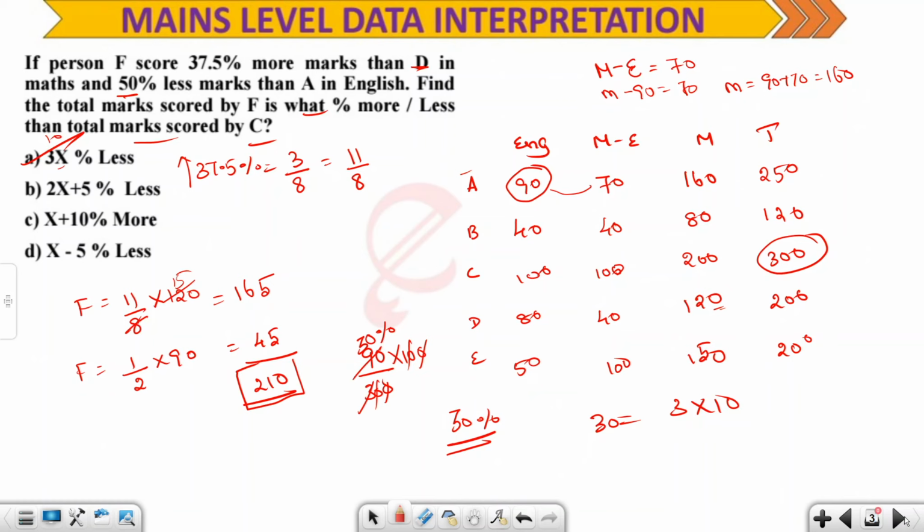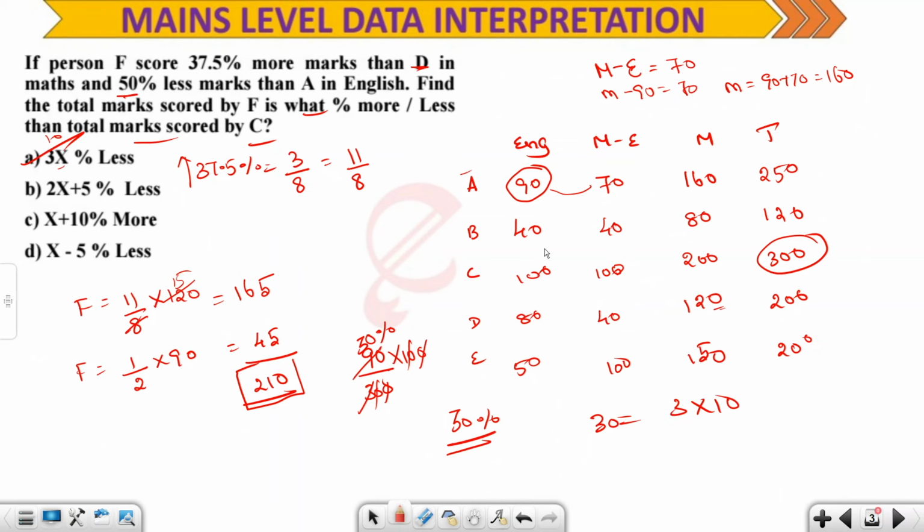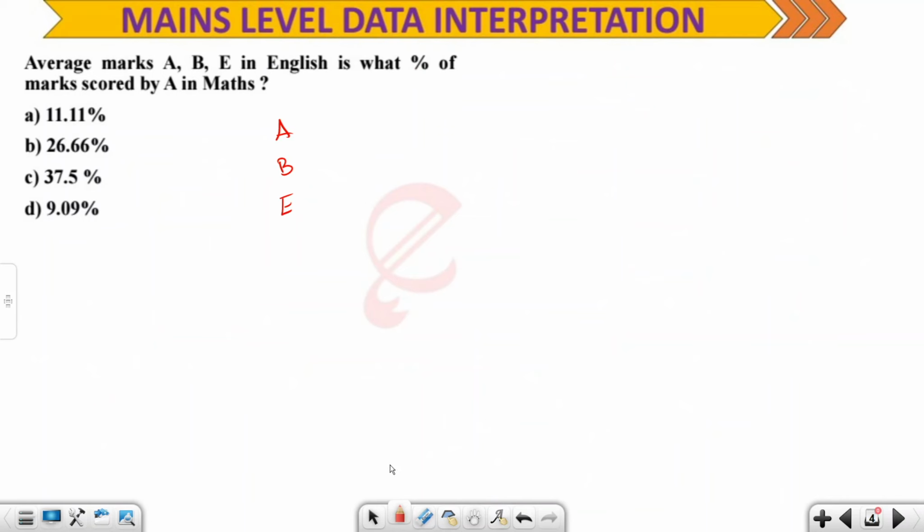Okay, next one. Okay, what is the next one? Average marks A, B, E in English. Okay, A, B, and E in English. Okay, what is the marks of A, B in English? 90, 40, that is 130, and 50, 180. Okay, how much it is? 180. 90, 40, and 50.